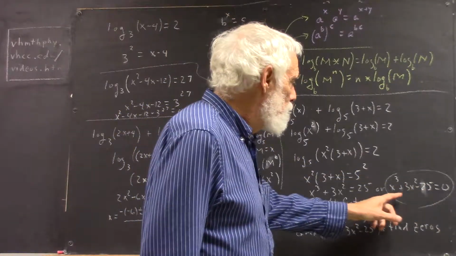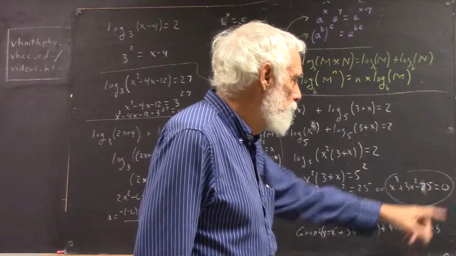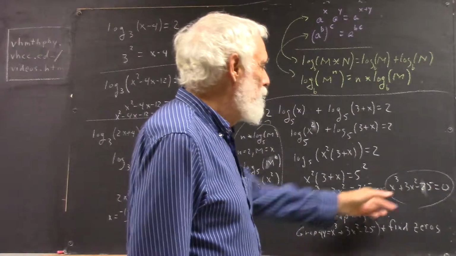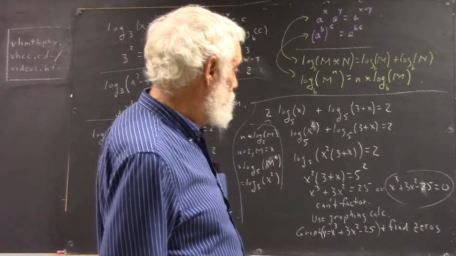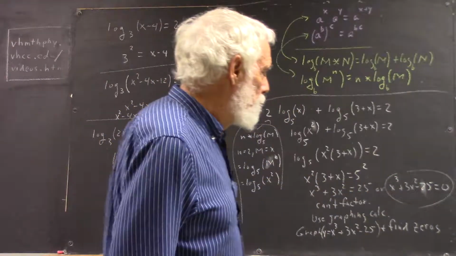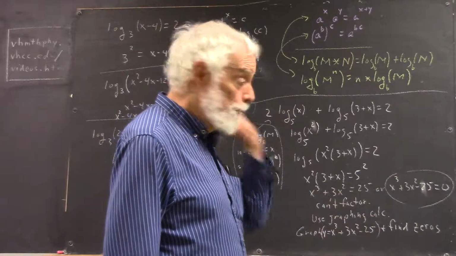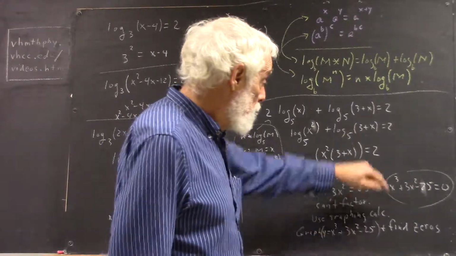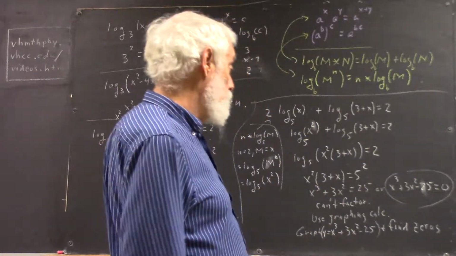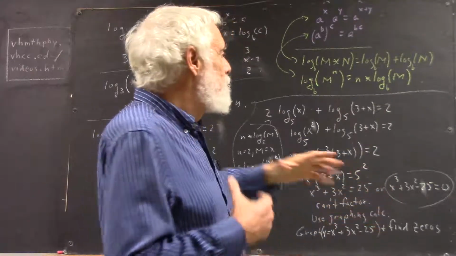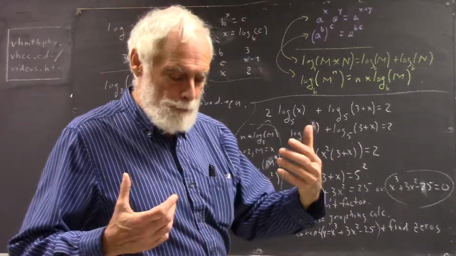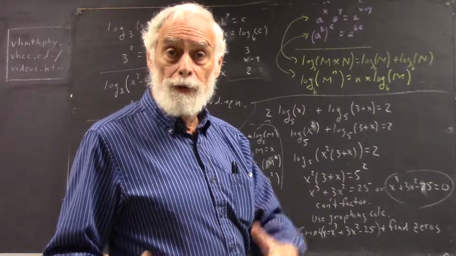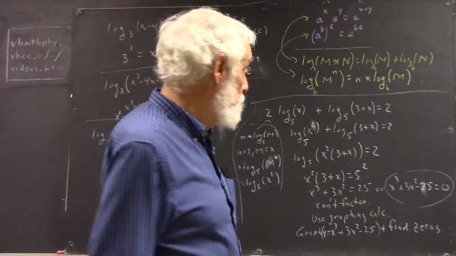x cubed plus 3x squared minus 25 equals 0. We can't factor that; the factors are going to be irrational. There is a formula for solving a cubic, but this isn't a quadratic equation, so we don't even have the quadratic formula. We can't solve this exactly unless we go through the whole set of calculations to solve a cubic, which nobody bothers to do anymore.